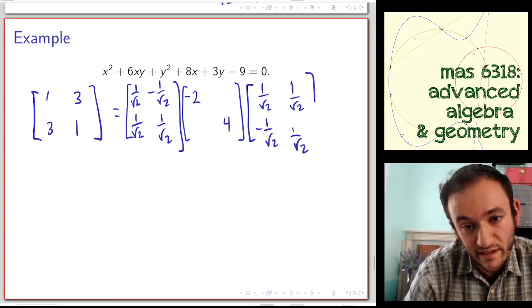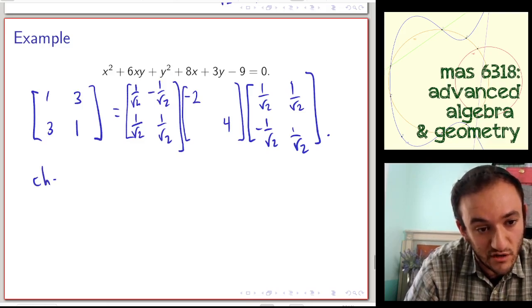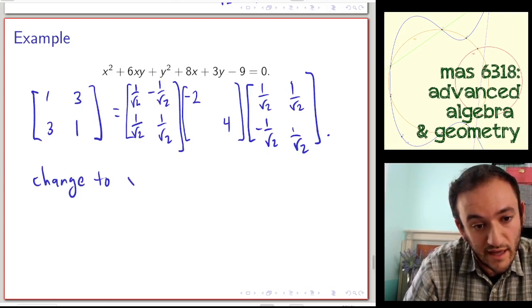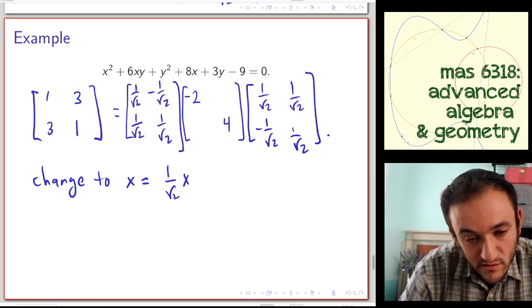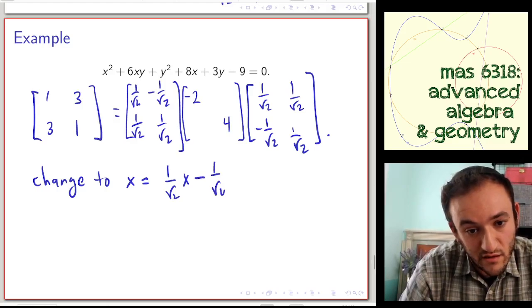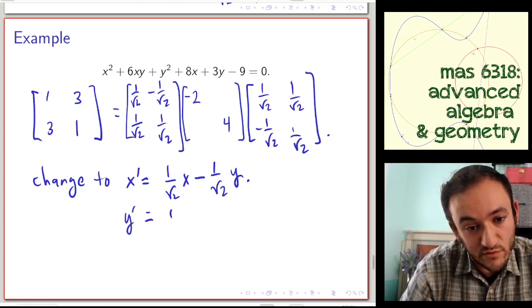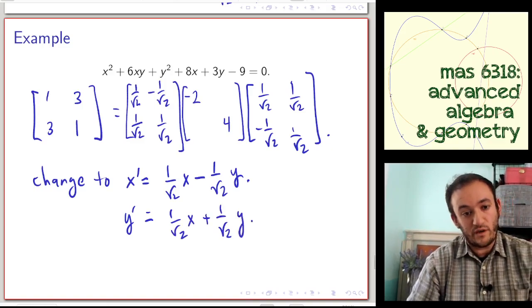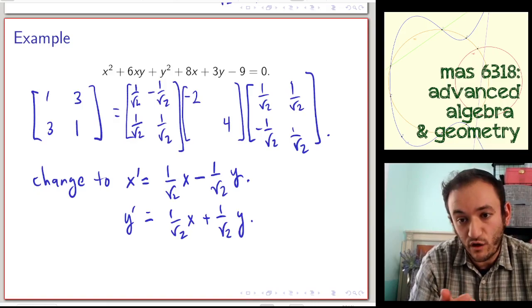Okay, great. And so now we make our change of basis. So we're going to change to x equals 1 over root 2 x minus 1 over root 2 y. And y, this will be our x prime. Y prime is equal to 1 over root 2 x plus 1 over root 2 y. Okay? And now we've got to see how that affects our original equation.